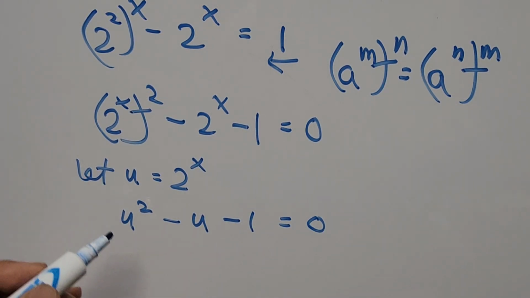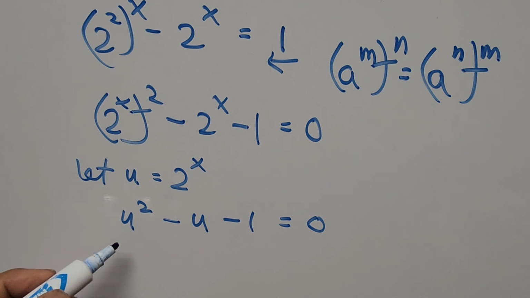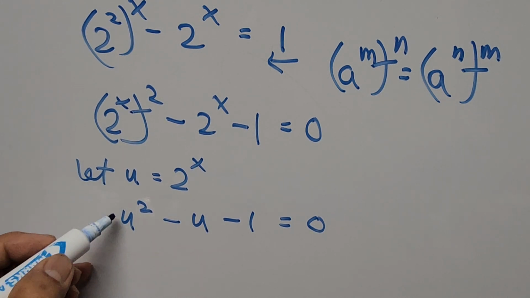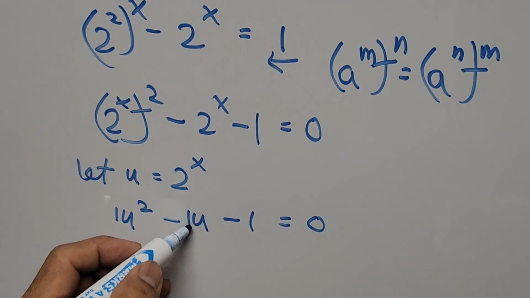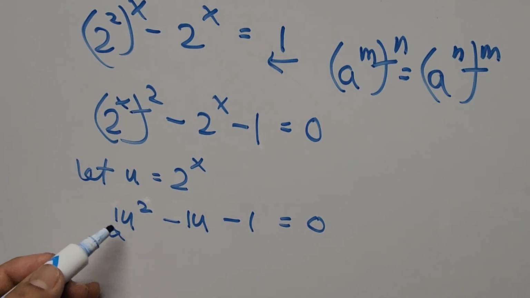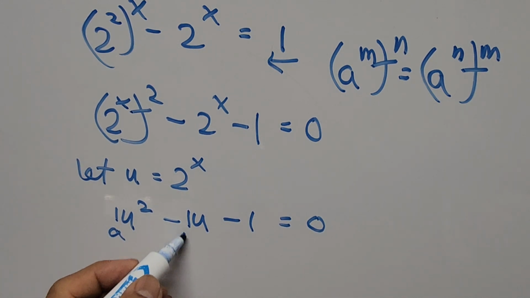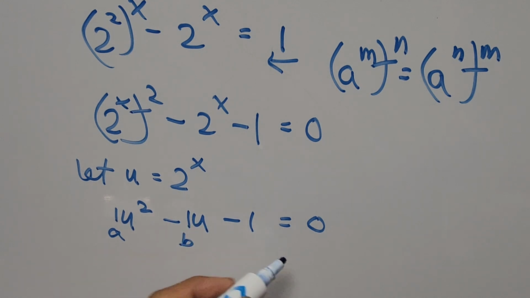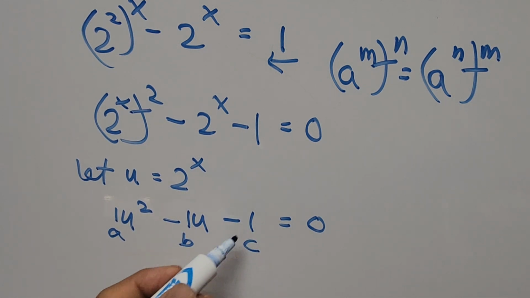And from here we're using the quadratic formula to find the value of u, right? The coefficient here is 1 and here is 1. Coefficient a is the coefficient of the first term to the left, and b is the coefficient of u, the middle term, and then c corresponds to the constant -1.